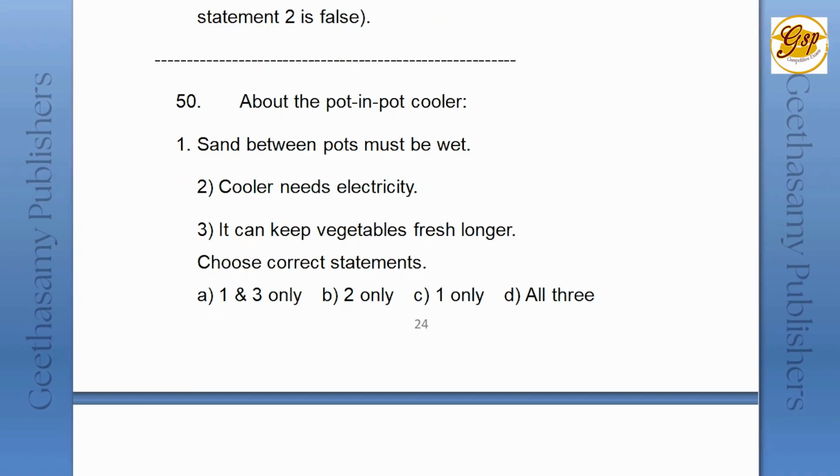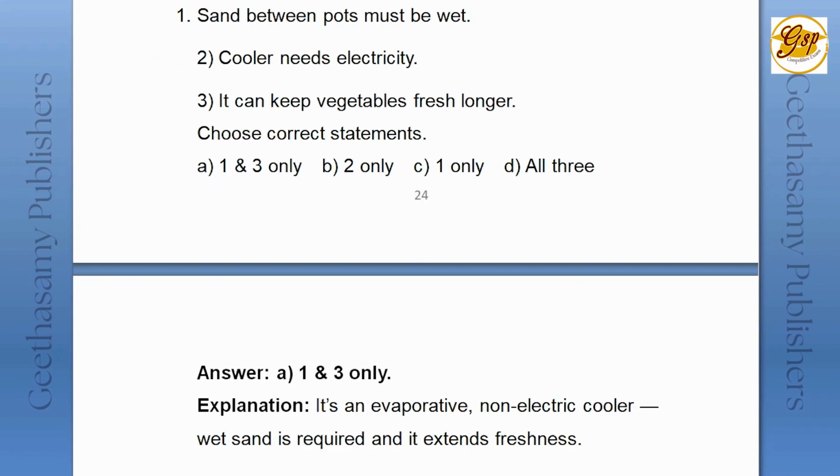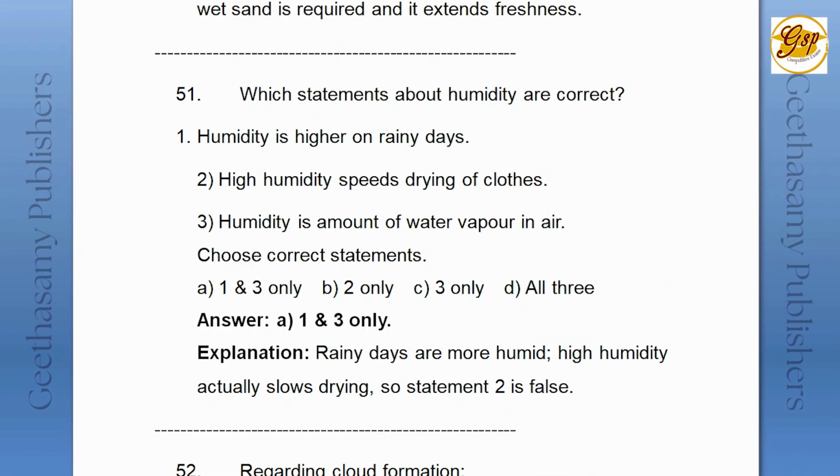And 50th question about the pot-in-pot cooler. 1: the sand between the pots must be wet. 2: the cooler needs electricity. 3: it can keep vegetables fresh longer. So options: A, 1 and 3; 2 only; 1 only; all 3. The correct answer is 1 and 3. It's an evaporative non-electric cooler, and wet sand is required for extending freshness. Fine. And 51st question.